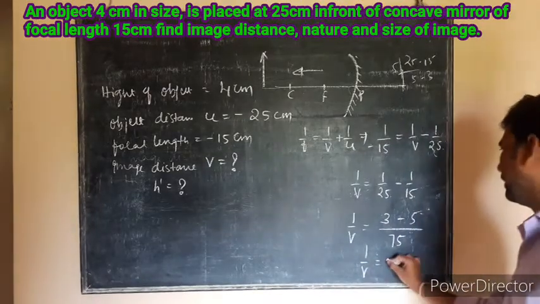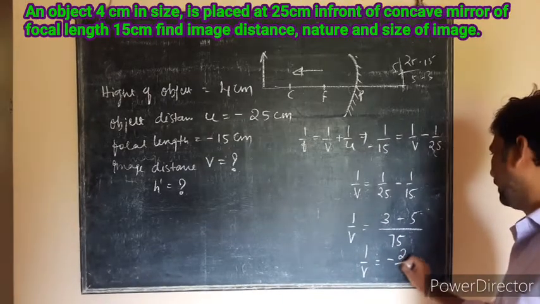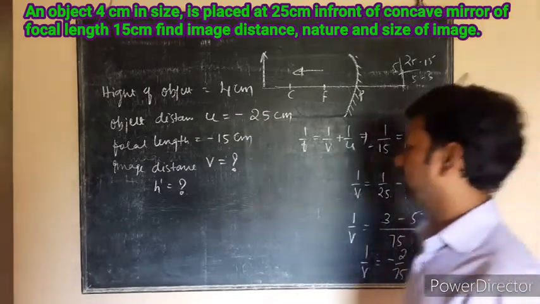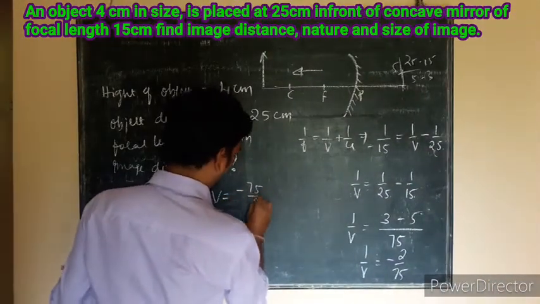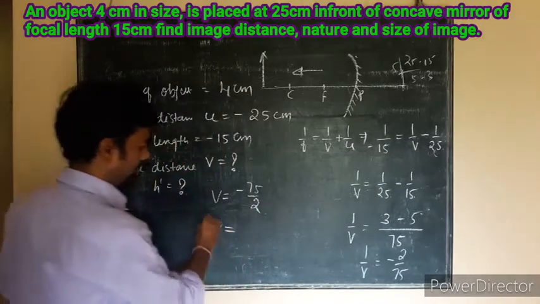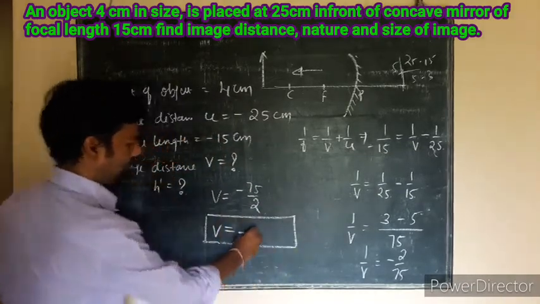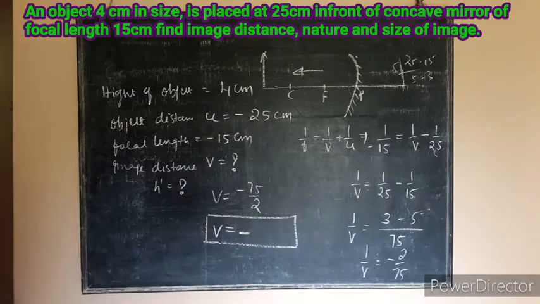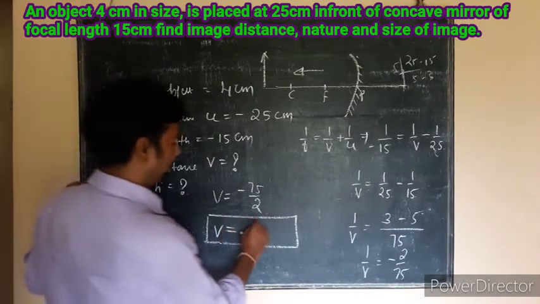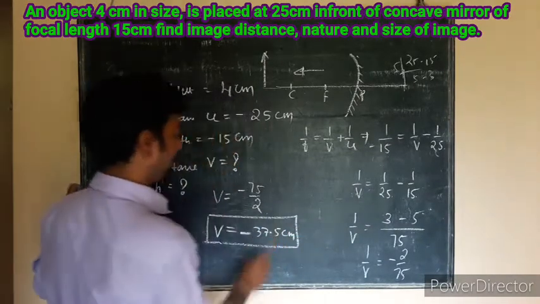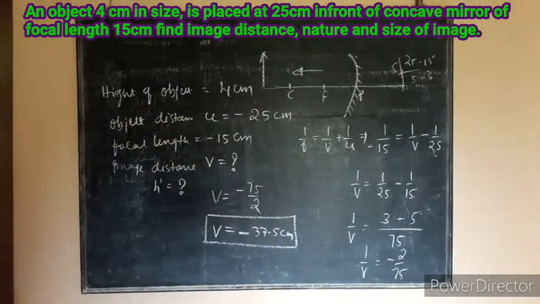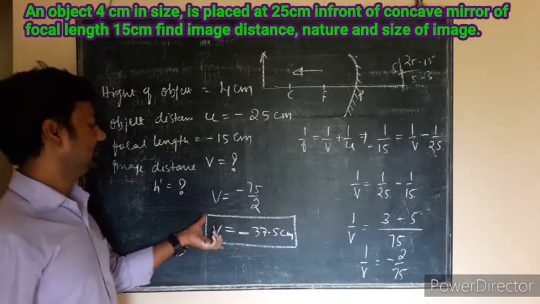1 by v is equal to minus 2 divided by 75, or v is equal to minus 75 divided by 2. So 75 divided by 2 you can work out. You will get it as minus 37.5 centimeter. 37.5 means you will get an image distance.